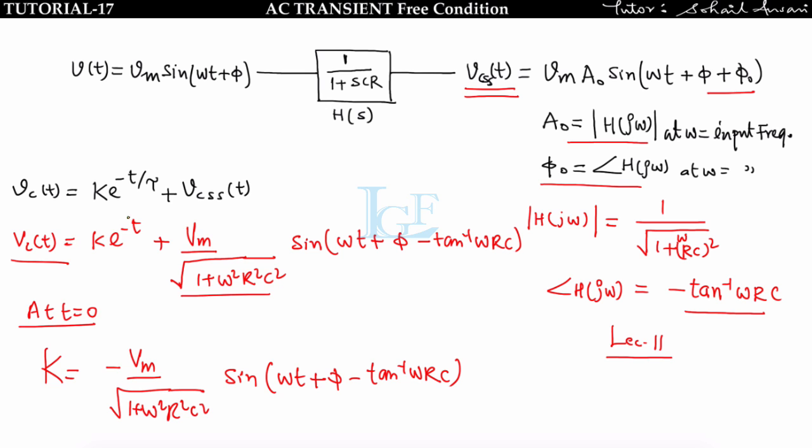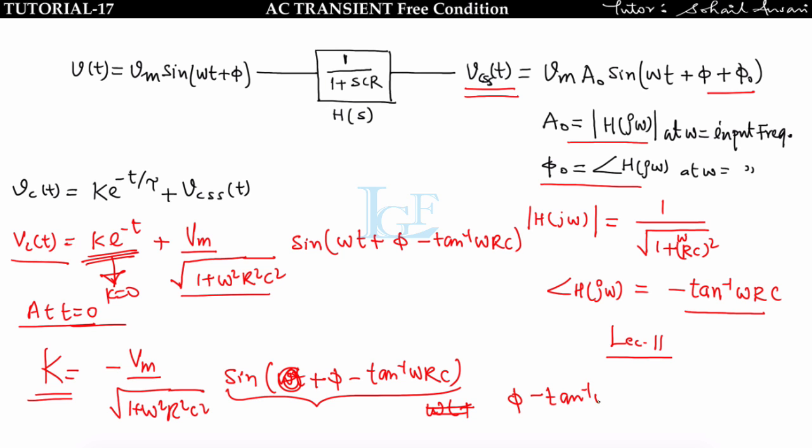So in order to make the circuit transient free, we have to make k equal to 0. So how will I make k equal to 0? By making this sinusoidal term equal to 0. So if you make the sinusoidal term equal to 0, then at t equal to 0, omega t will be 0. Okay, so phi minus tan inverse omega RC is equal to 0. So phi is equal to tan inverse omega RC. This will be the condition when you close the switch at t equal to 0.